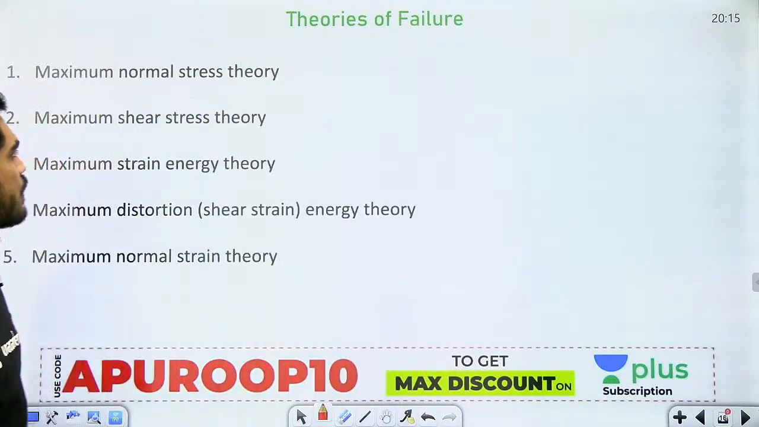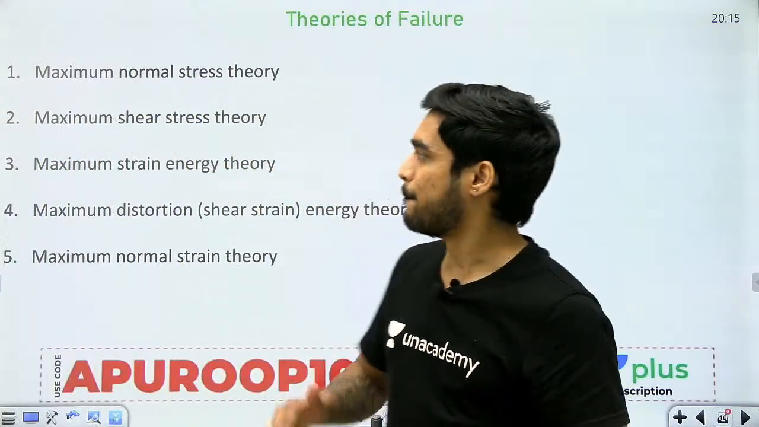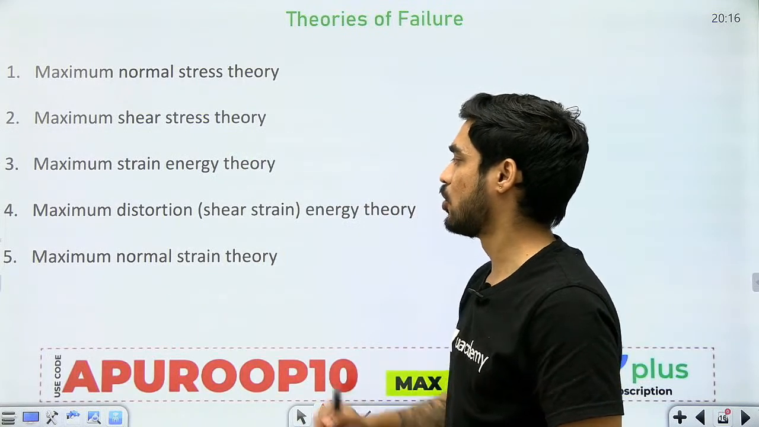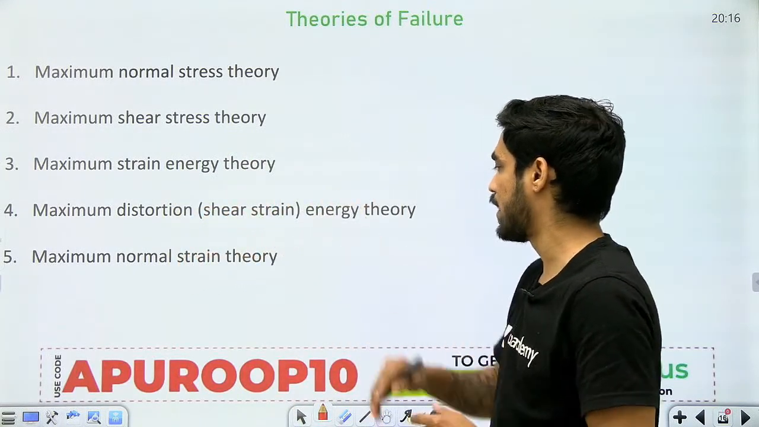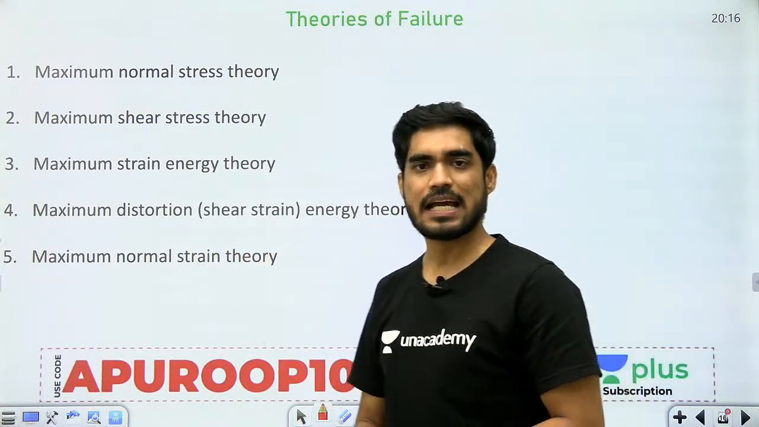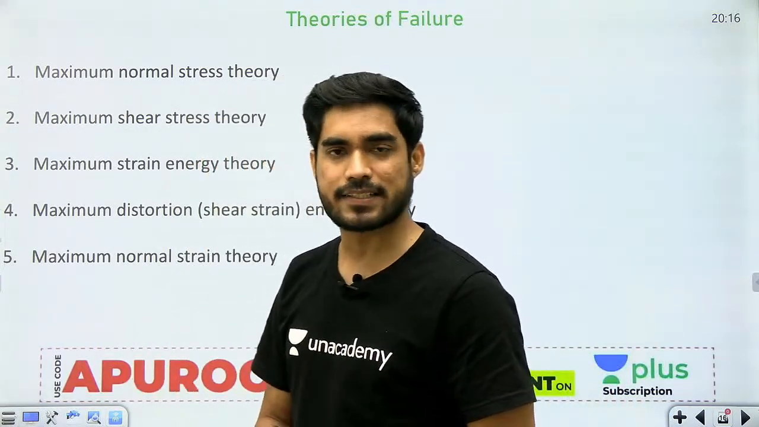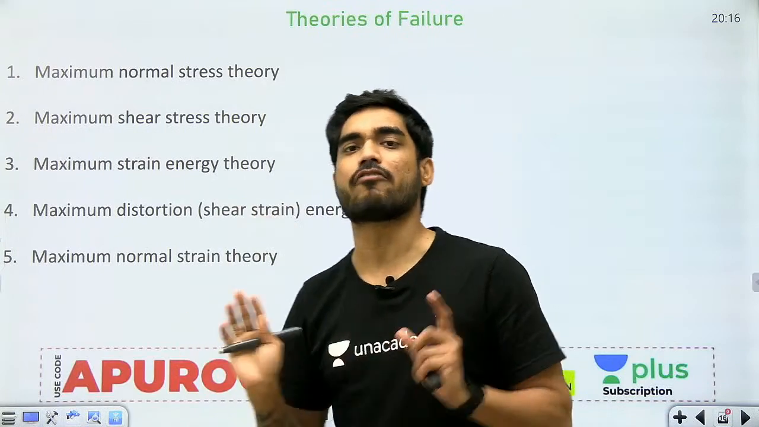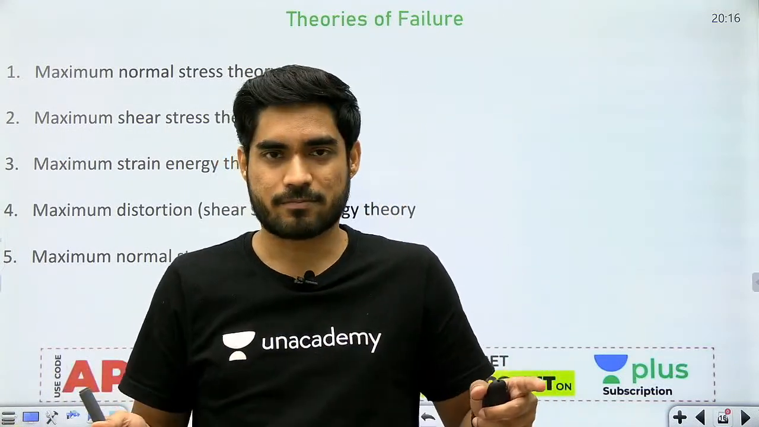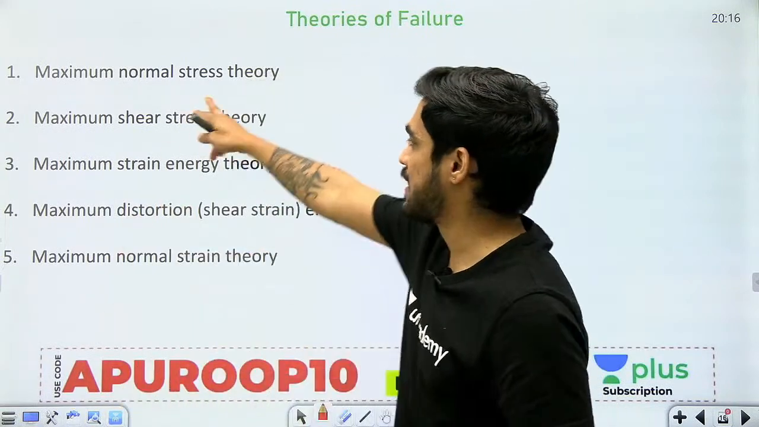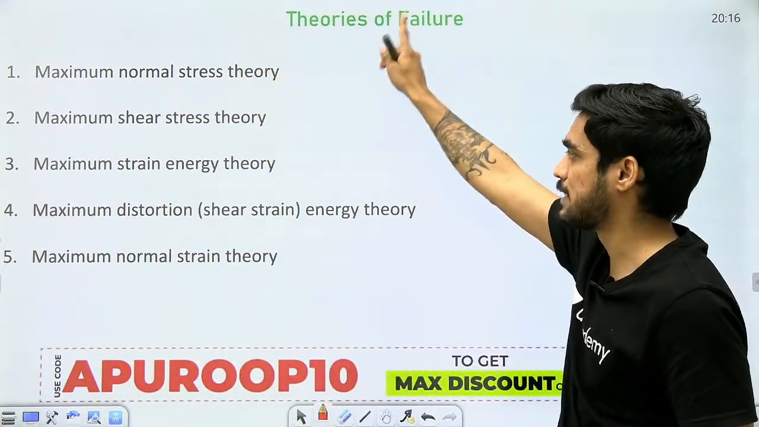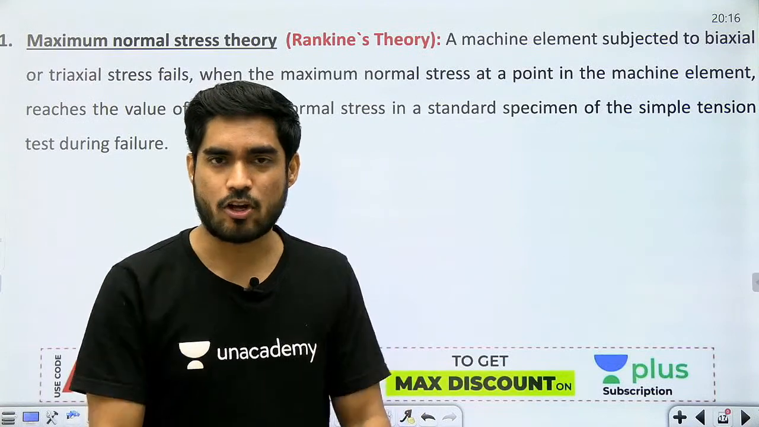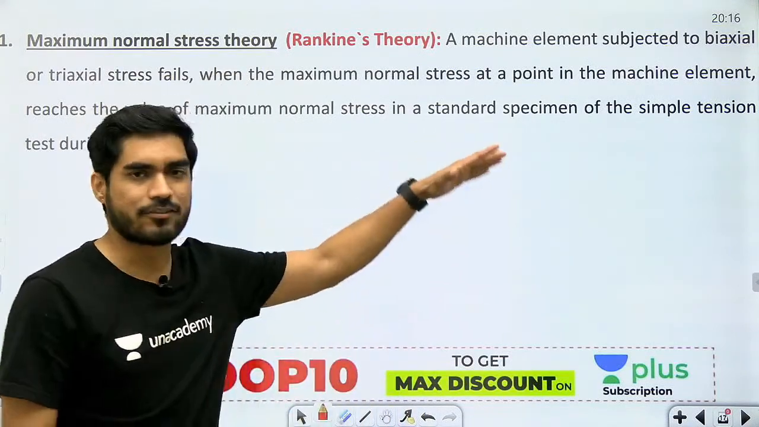So beta, in our syllabus we have 5 theories of failure: maximum normal stress theory, maximum shear stress theory, maximum strain energy theory, maximum distortion or shear strain energy theory, and maximum normal strain theory. I am going to derive the relation between stress and strength using all these 5 theories of failure. We are going to understand each and every theory of failure. We are going to find those relations. So let's start with the first theory of failure, that is maximum normal stress theory. Let's understand the statement of maximum normal stress theory and then we will derive the relation.